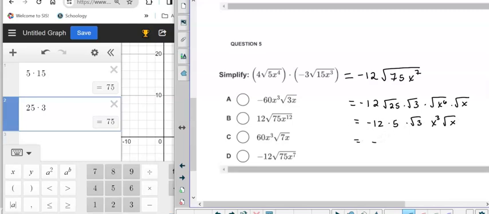Negative 12 times 5 is negative 60, and then x cubed. I'll put all of these together, and then I'll put these together. So that's going to be square root of 3x. There you go.